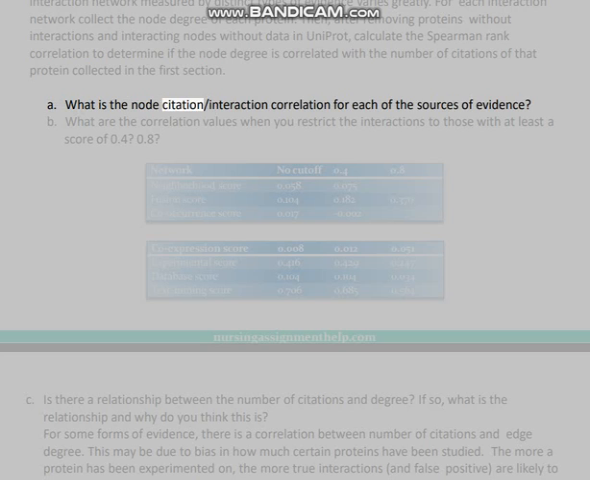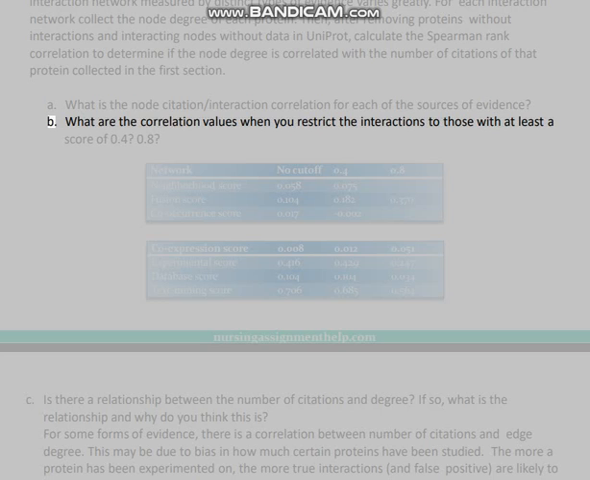A. What is the node citation/interaction correlation for each of the sources of evidence? B. What are the correlation values when you restrict the interactions to those with at least a score of 0.4? 0.8?